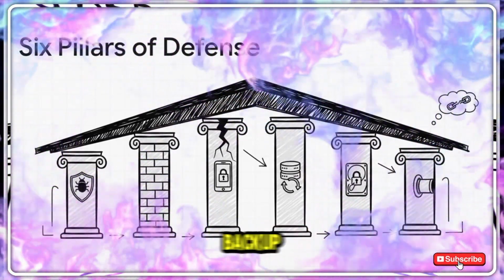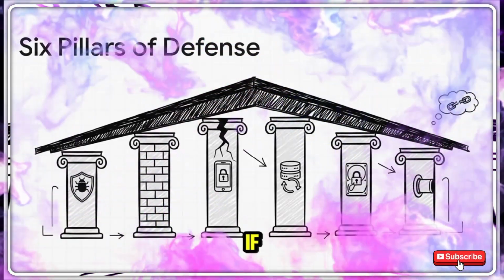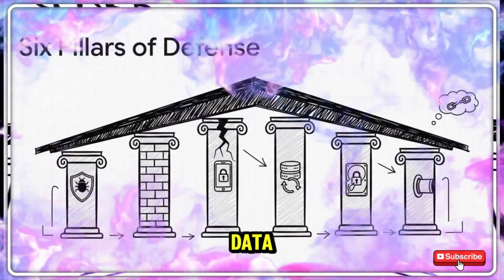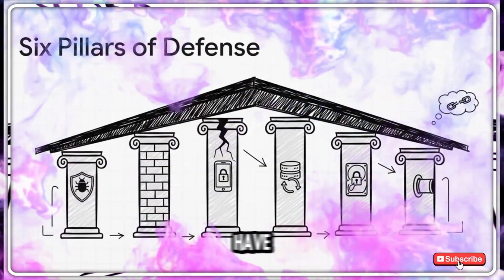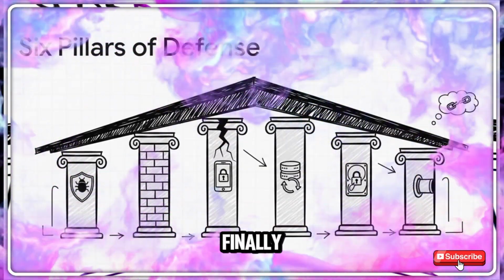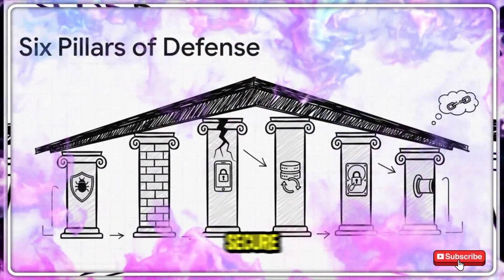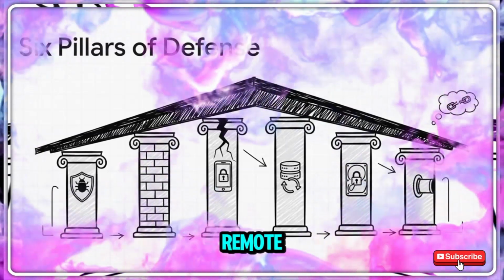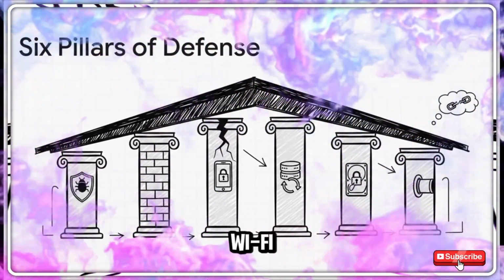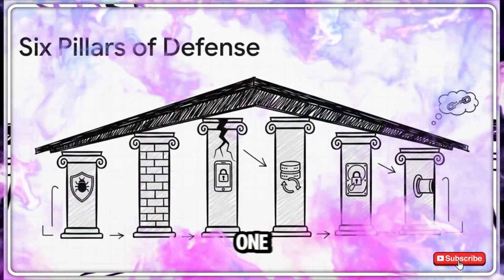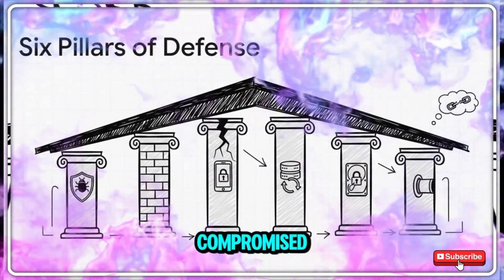Fourth, you need secure backup protocols. Fifth is hard drive encryption. This ensures that if a physical laptop is stolen, the data remains mathematically scrambled and completely unreadable to anyone who doesn't have the decryption key. And finally, number 6, virtual private networks, or VPNs, to create a secure, encrypted tunnel for any remote access, shielding your data from interception on things like public Wi-Fi. If your practice is missing even one of these 6 pillars, your entire architecture is structurally compromised.